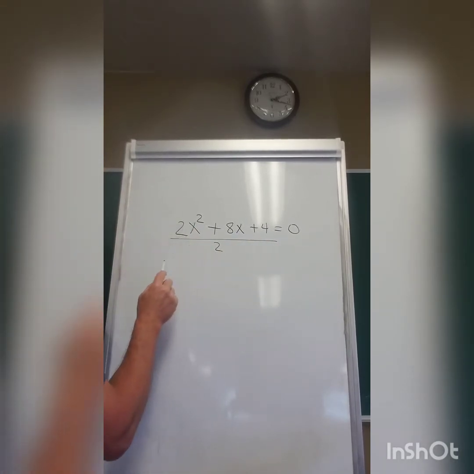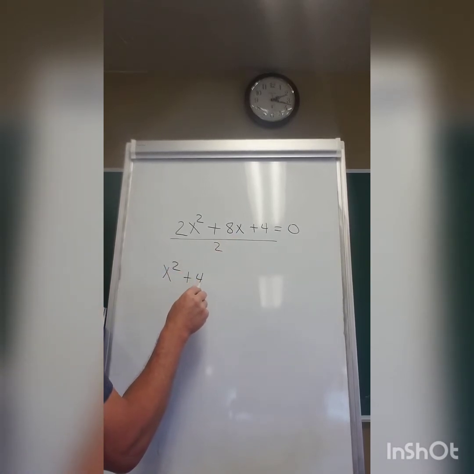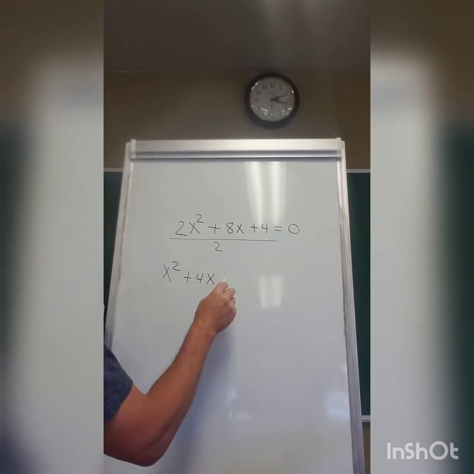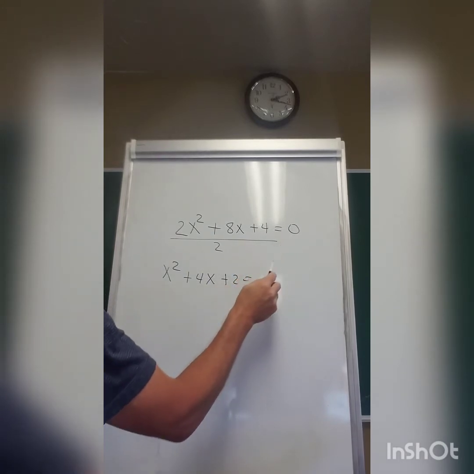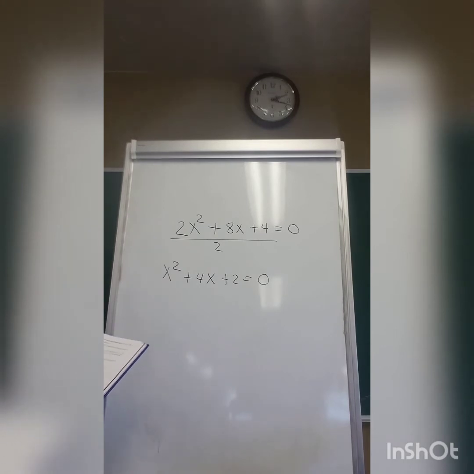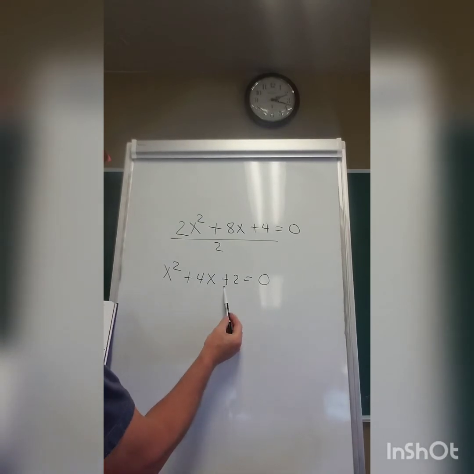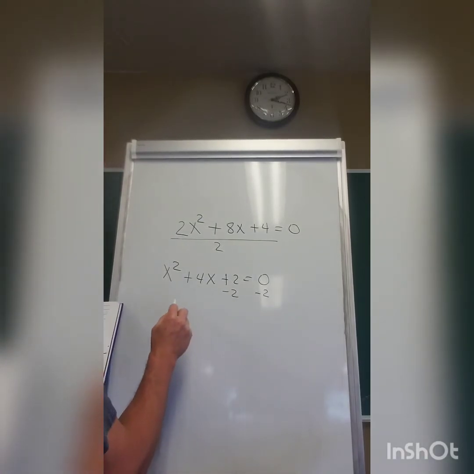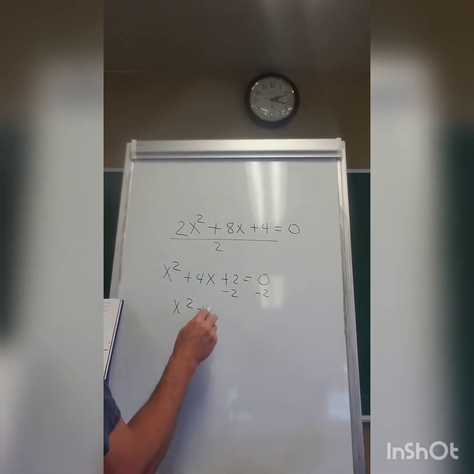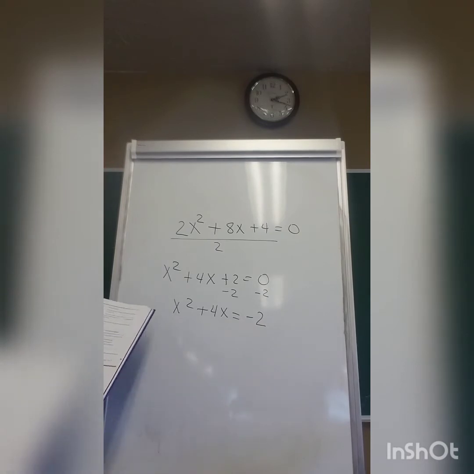So this divided by 2 just makes 1. This divided by 2 is 4x. This divided by 2 is 2. And this divided by 2 is still 0. Now you have this form. And now you can go back to what we said originally about the first step. Take the constant and move it over here. So we'll take away 2 and take away 2. So now you have x squared plus 4x equals negative 2.